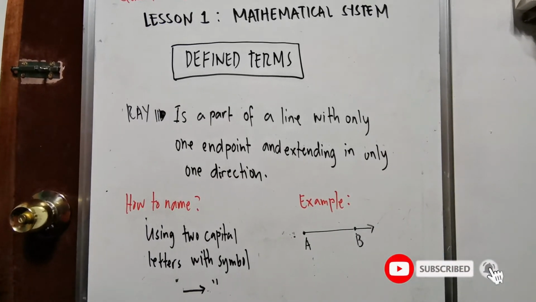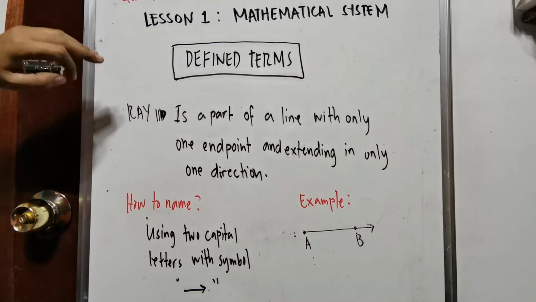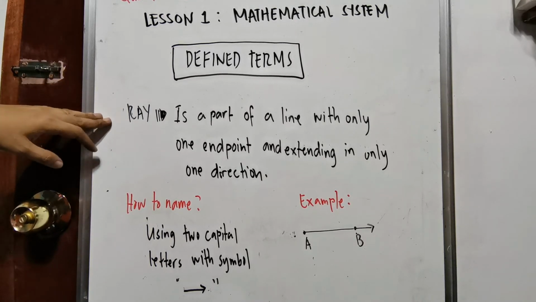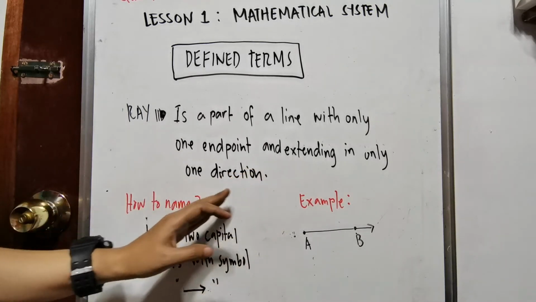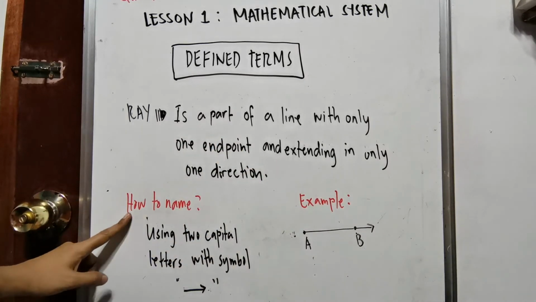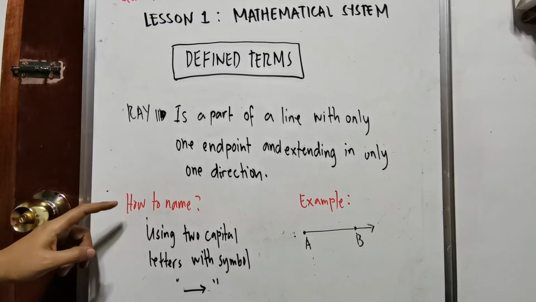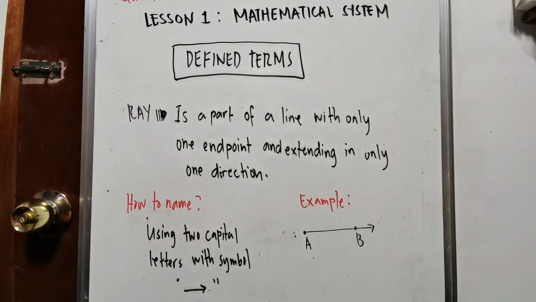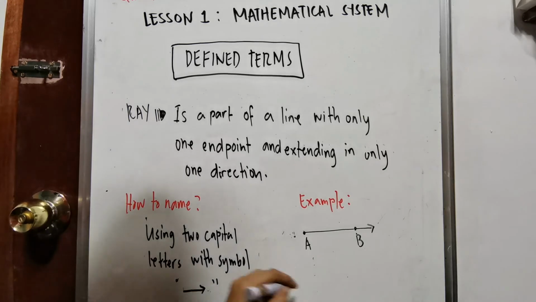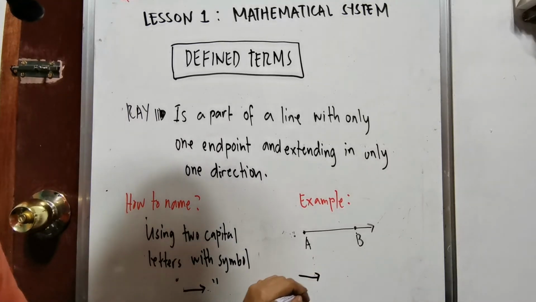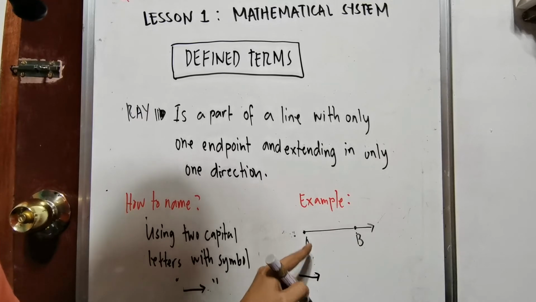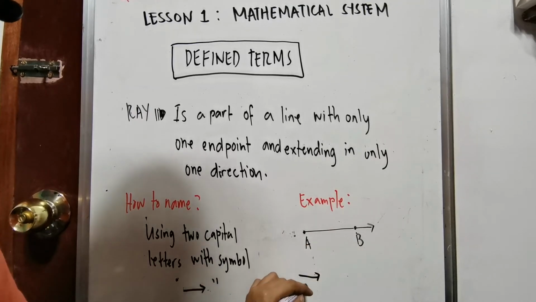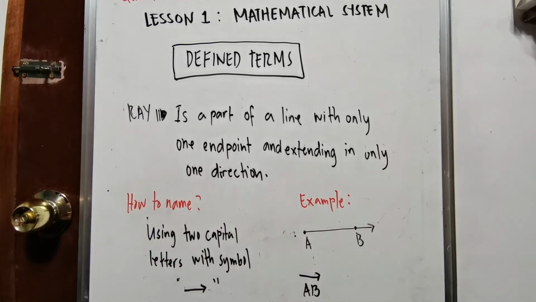The third example of defined term is ray. When we say ray, it is a part of a line with only one endpoint and extending in only one direction. So how to name it? The same with line and line segment, gagamit din tayo ng two capital letters with the symbol for ray. As an example, we have this given figure. How to name that? First, we will use the symbol for ray and then the two capital letters which are the 2 points. So we will have ray AB.